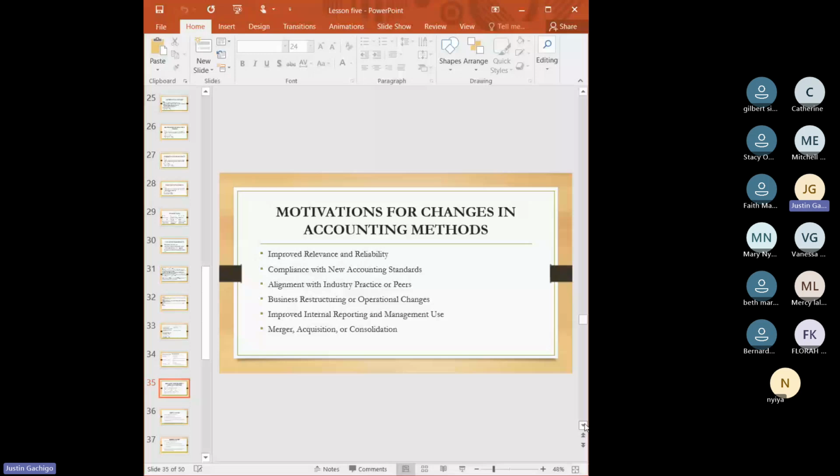So one, it is improved relevancy and reliability. So you want to report, like there we have seen the inventory. In one method, it is 1 million. In another method, it is 950. And the accountant, you know very well, you're supposed to be prudent and you're supposed to be conservative. So you always assume the worst case scenario. So if you're given the valuation of 1 million and 950, as a conservative accountant, you need to take 950.